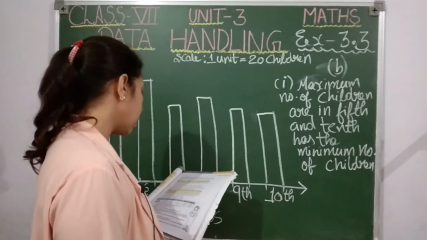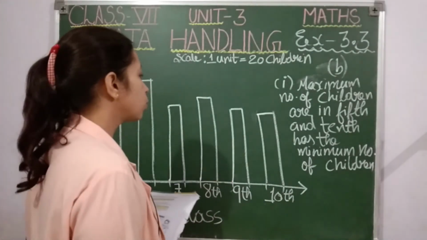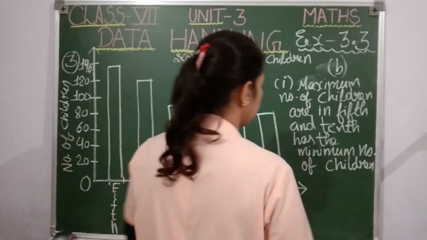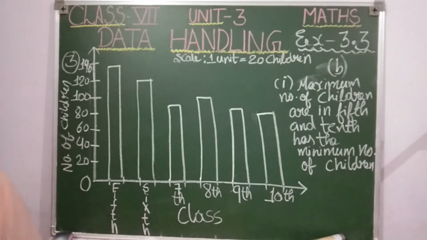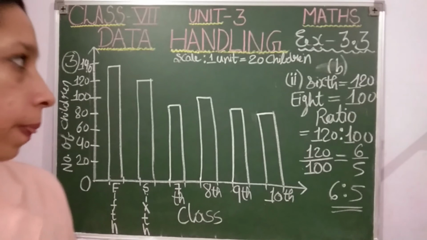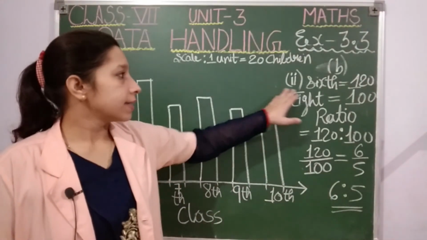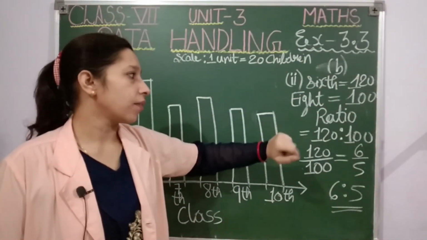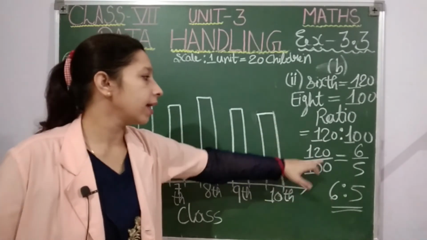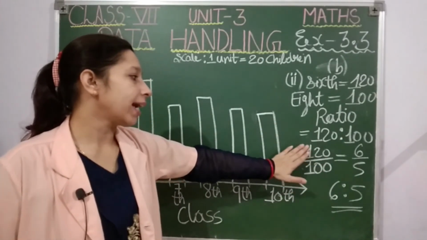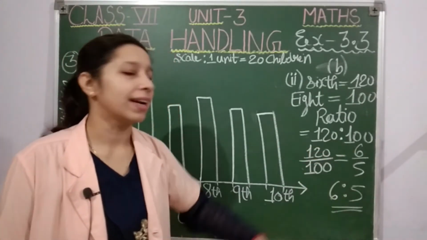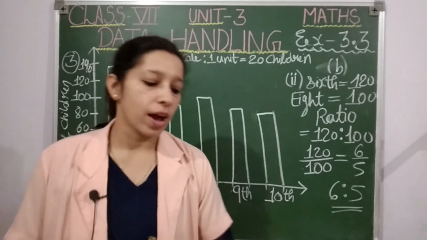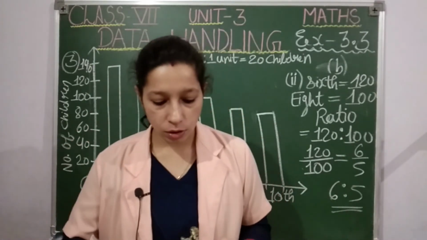Then we have to find the ratio of class 6 to class 8. So students, first note this, then I will rub and write the answer for point number 2 also. Answer second: 6th class has 120 students, 8th class has 100 students, their ratio is 120 to 100. Here we will cancel 0, 0, then we will get 12 and 10. On cancelling 12 and 10 we will get 6 by 5, that is 6 is to 5. With this we have completed our solution number 3 also.